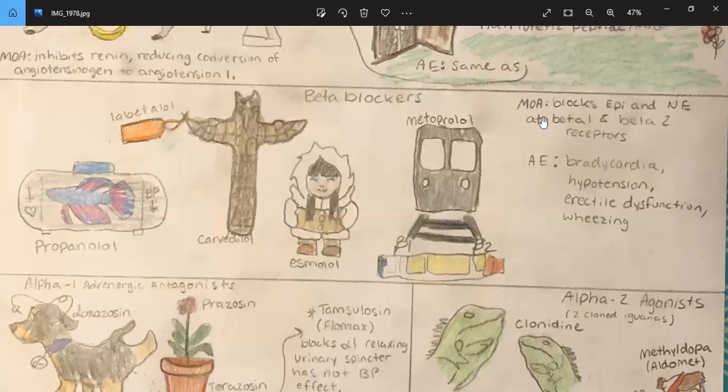So with beta blockers, when these receptors are blocked, your sympathetic nervous system is not getting through, which is why we have bradycardia, the hypotension, and then especially the wheezing, because beta 2 is being blocked. And so rather than your lungs and your bronchus dilating, it's staying constricted. So that's why we have the wheezing going on there.